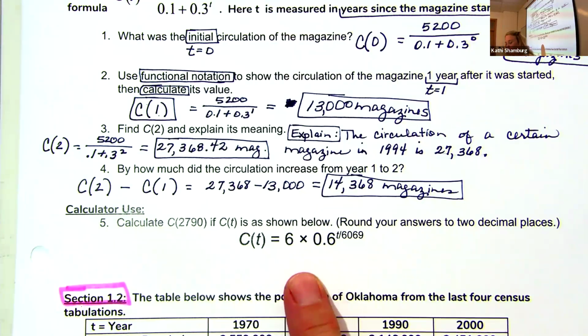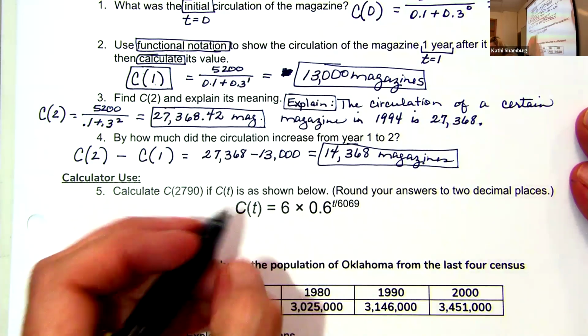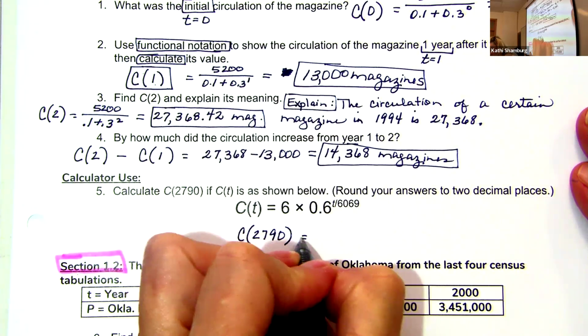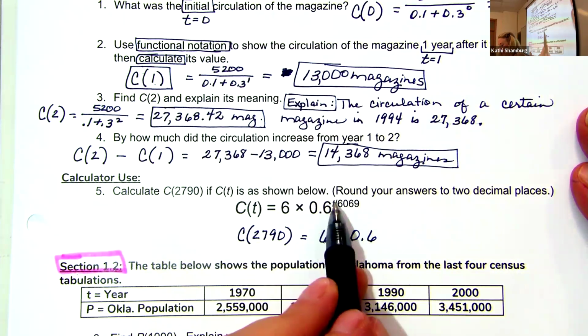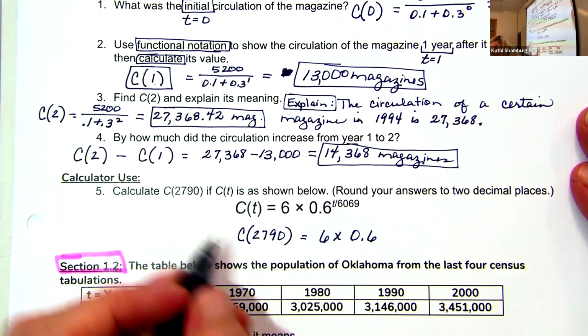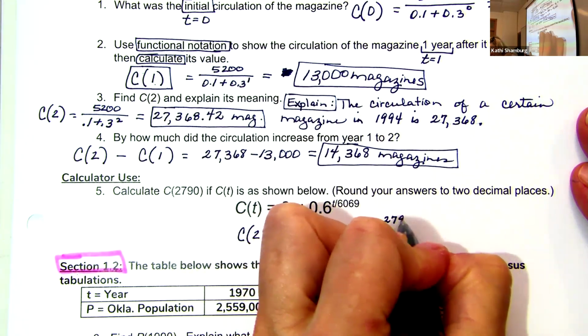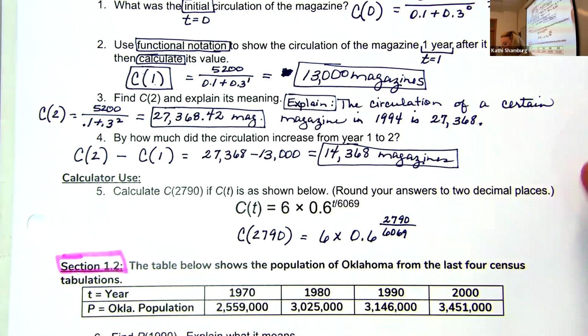All right, calculator use. Be sure that you can correctly put values into the calculator. So this says calculate C at 2,790. So C at 2,790 is equal to 6 times 0.6, and then this is T divided by that. So my T is 2,790 divided by 6,069. And it does say round to 2 decimal places.